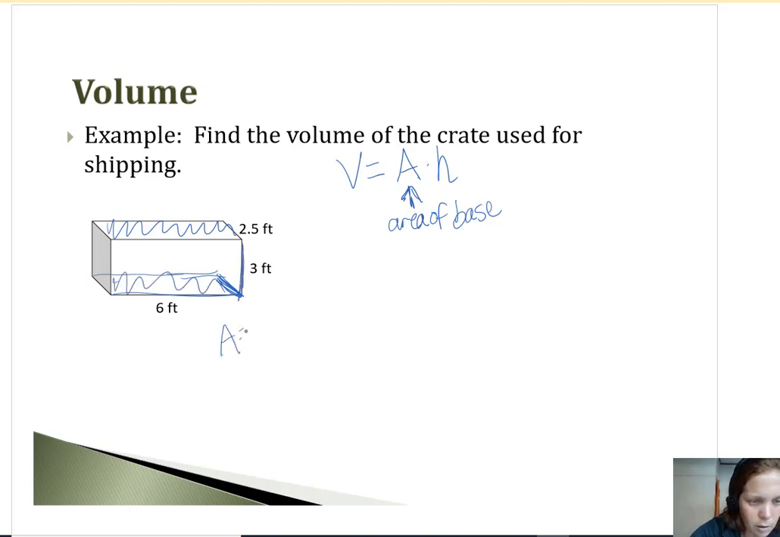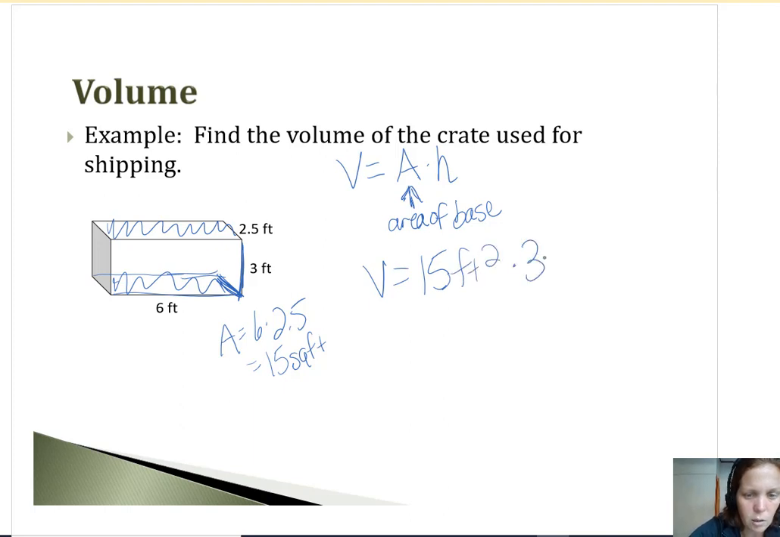So the area of the base is 6 times 2.5, which is 15 square feet. To get my volume, I'm going to take that 15 square feet, I'm going to write it ft squared, times the height of 3 feet, which is 45 feet cubed. Notice feet squared times feet is going to be cubic. All these volume ones are going to be cubic.